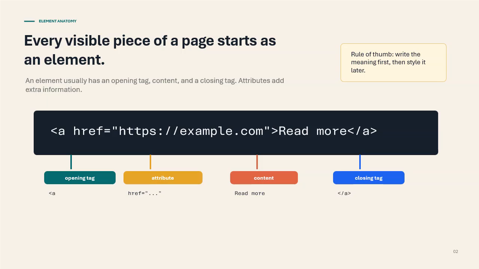Every visible part of a web page starts as an element. Most elements have an opening tag, content, and a closing tag. Attributes, like href on a link, add extra information that changes what the element does.